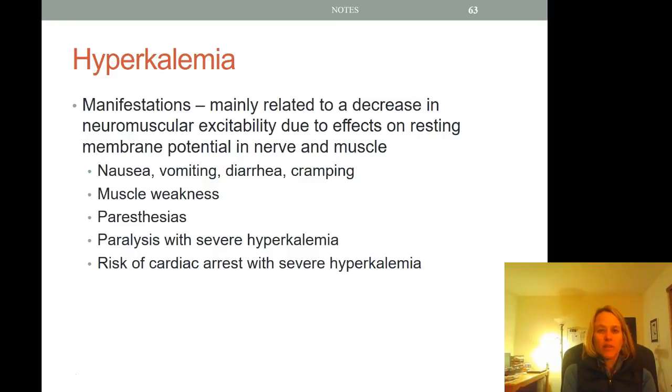Manifestations of hyperkalemia are mainly related to a decrease in neuromuscular excitability due to the effects on resting membrane potential in nerve and muscle. We get nausea, vomiting, diarrhea, cramping, muscle weakness, paresthesias, paralysis with severe hyperkalemia, and risk of cardiac arrest with severe hyperkalemia.